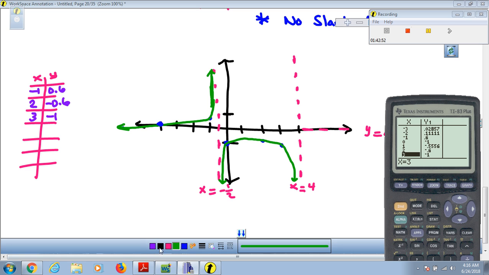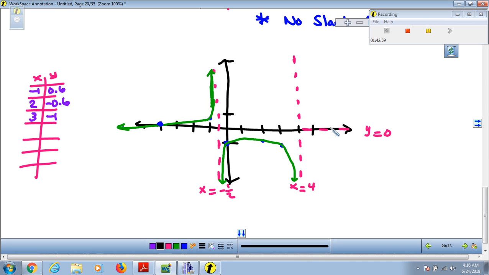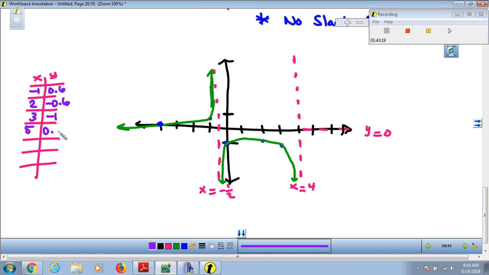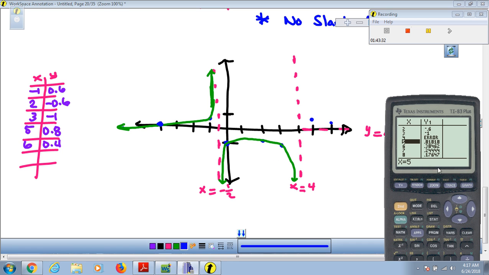Okay. And then on this side, so this is 3, 4, 5, 6, 7. Let's say that I choose something after this x-intercept. Something after 4, obviously. So 5, 0.8. 6, 0.4. Something like that. Maybe that's good enough. Okay, and then you do this piece right here.